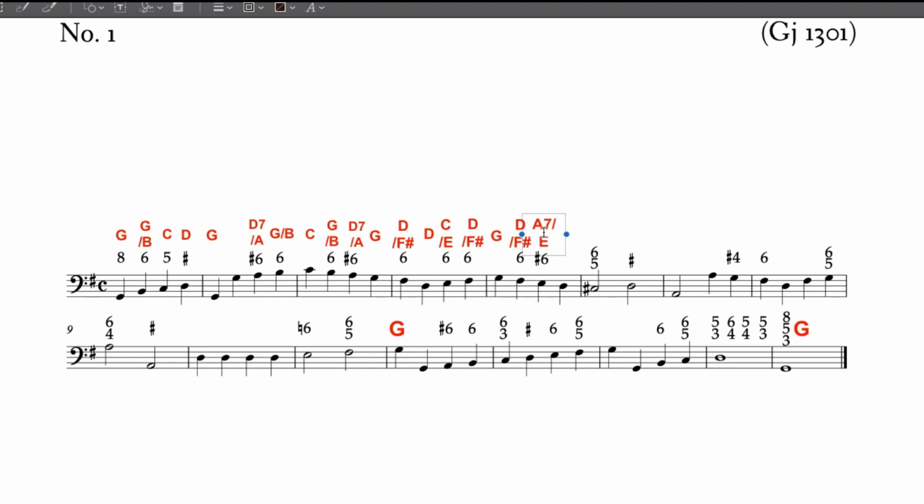Okay, and then lastly, you can see how busy the chord chart's getting, can't you? And then we're going to just do a D here. Ooh, hello.